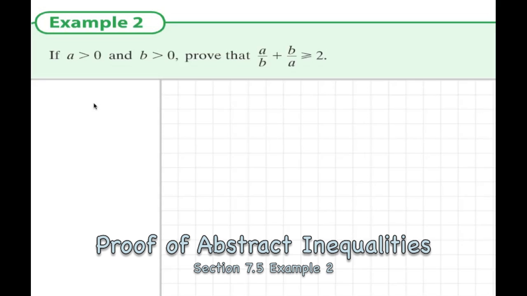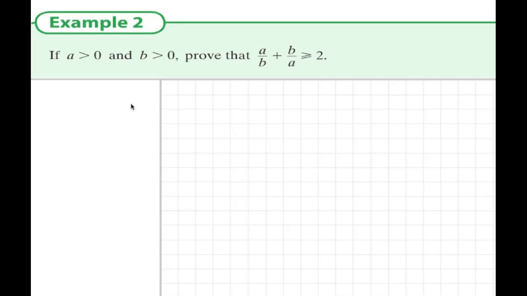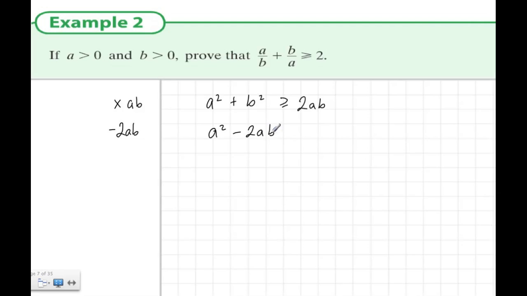Okay, in the second example, we have a is positive, b is positive, and we're trying to prove this inequality. But because a and b are positive, it's okay to multiply by them. So if we multiply everything by ab, it will get rid of the fraction, so we'll end up with a squared plus b squared is greater than or equal to 2ab. Again, we would take 2ab from both sides, so we have a squared minus 2ab plus b squared is greater than or equal to 0.